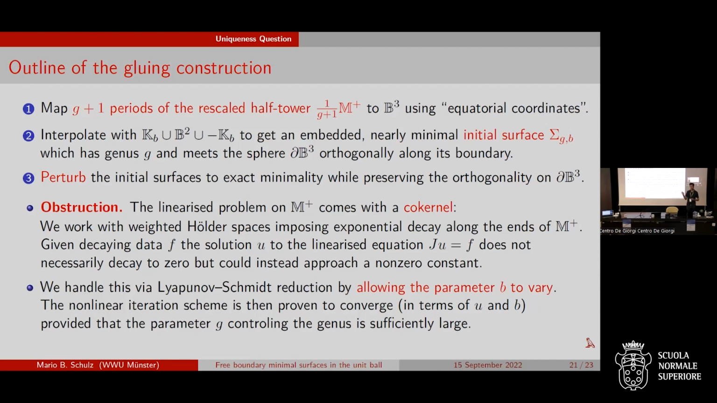But again, we need the genus to be sufficiently large in an implicit way for it to work, and that's why we do not have any lower bound.